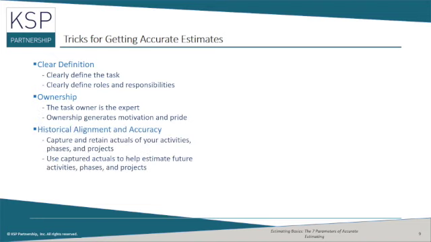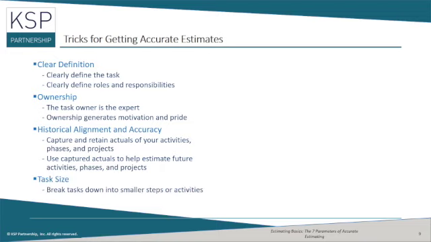Next on our list is historical alignment and accuracy. Capture and retain actuals of your activities, phases, and projects. Use these actuals to help you estimate future activities, phases, and projects.